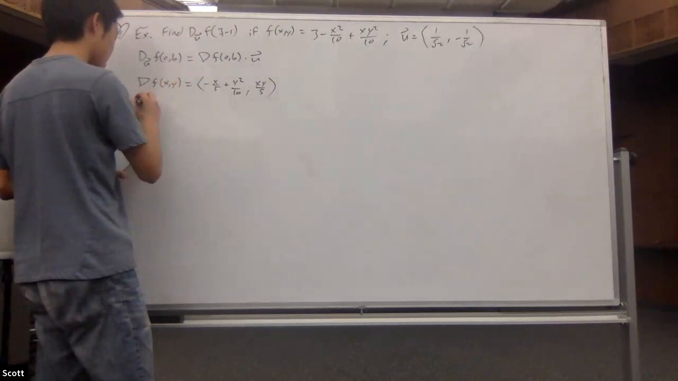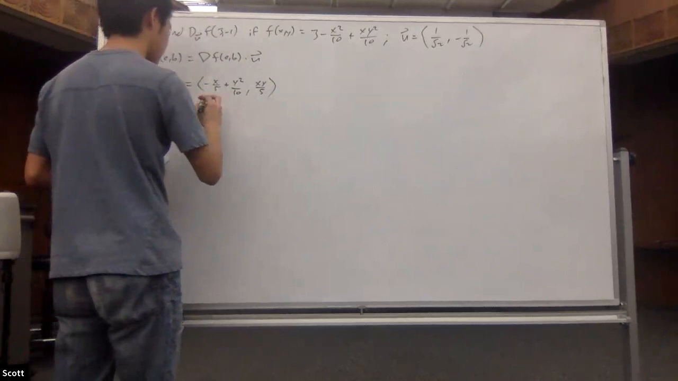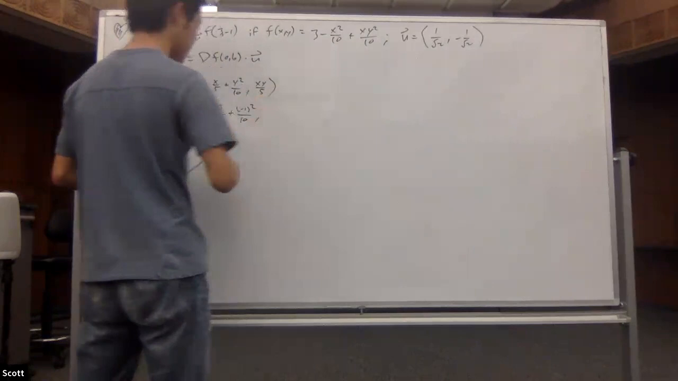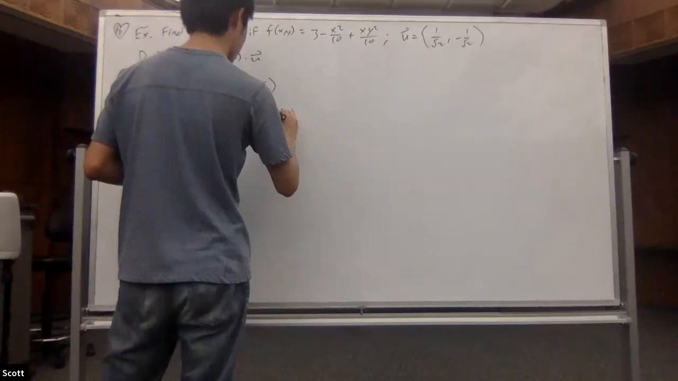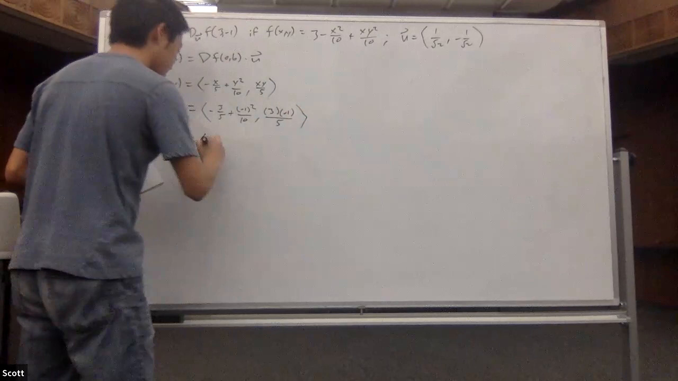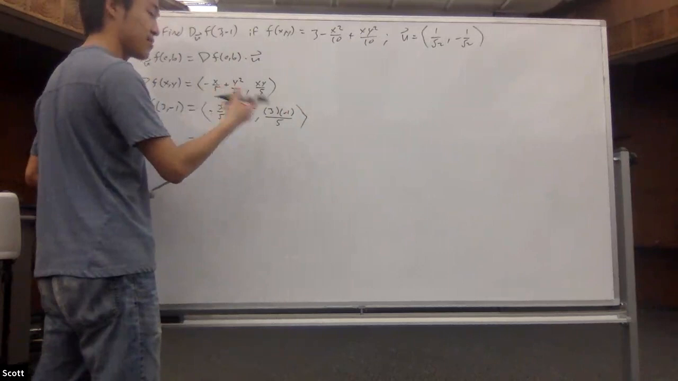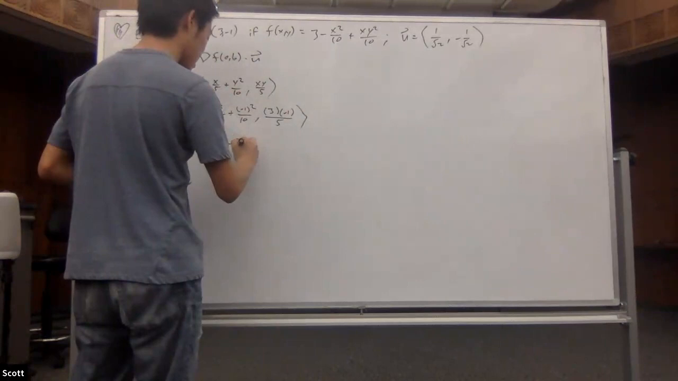X is equal to 3, so minus 3/5, plus y is equal to minus 1, minus 1 squared over 10. X is 3, y is minus 1, over 5. Now I simplify, and I've got 1/10 here, and then this would be minus 6/10. So 1 minus 6 is minus 5, minus 5/10, or minus 1/2. Minus 3/5. So here is this part.